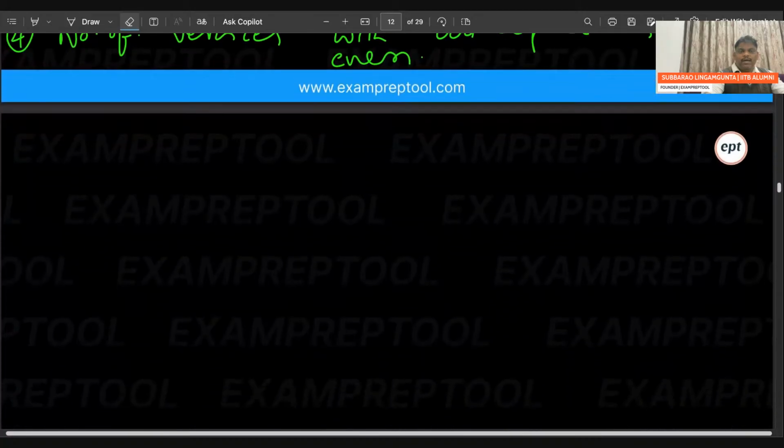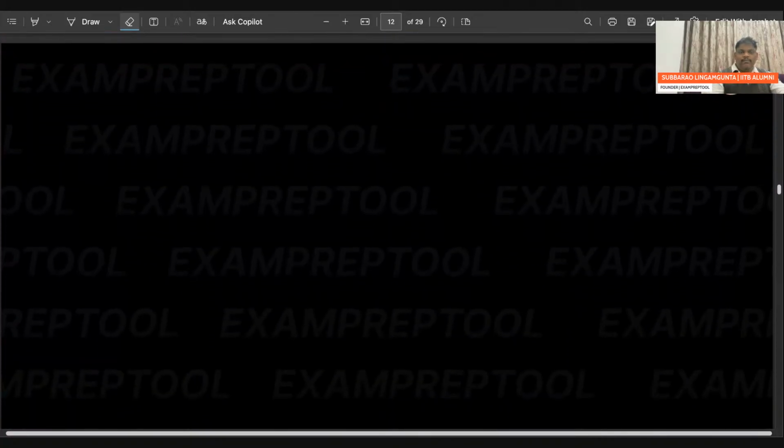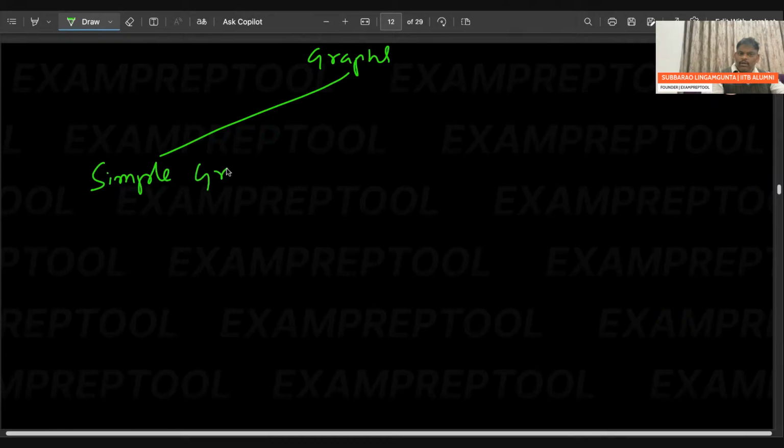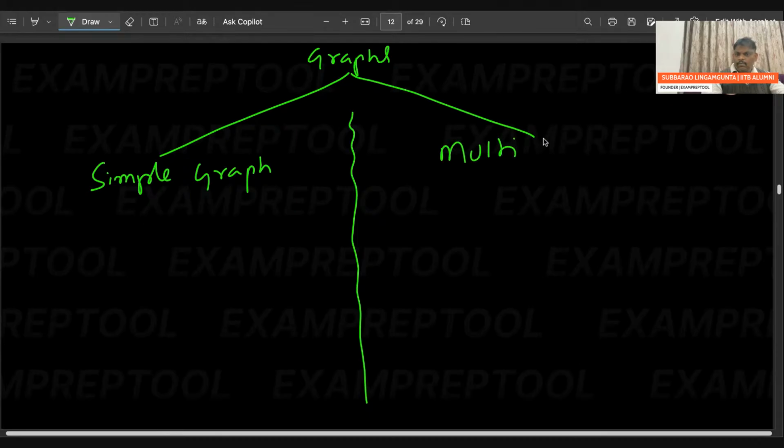Now concentrate, one important topic. Graphs are two types. Now everyone try to understand. One is simple graph, and another one is multi-graph. Some people are asking, sir, what is the difference? The name itself is saying: simple graph, multi-graph.